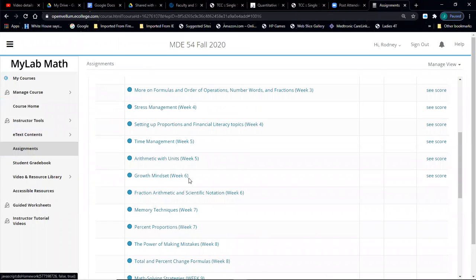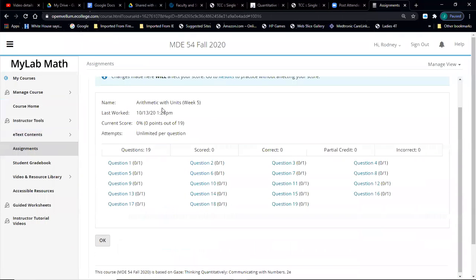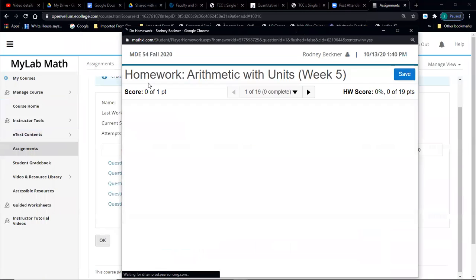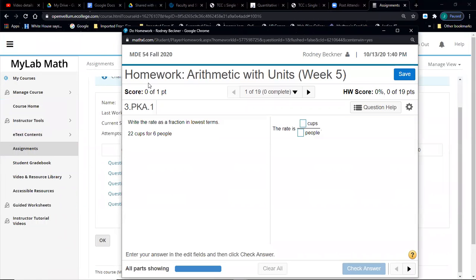Change that. We are back on arithmetic with units. And we're going to do most, if not all of these, because they're all pretty short. Do I have a calculator up? I do have my calculator up.